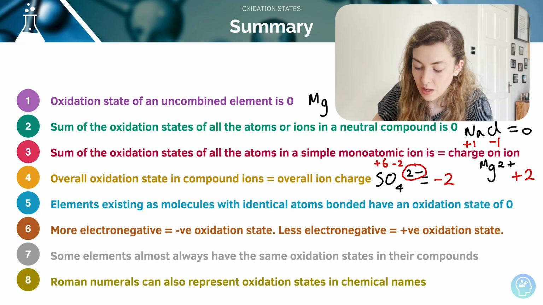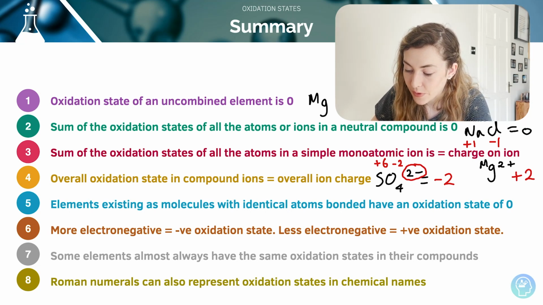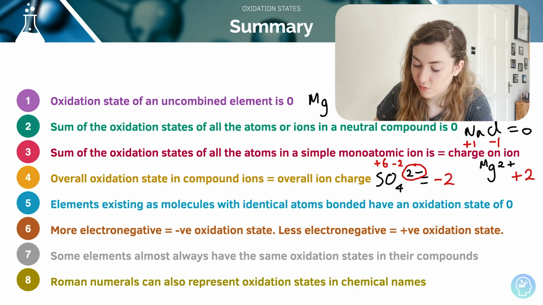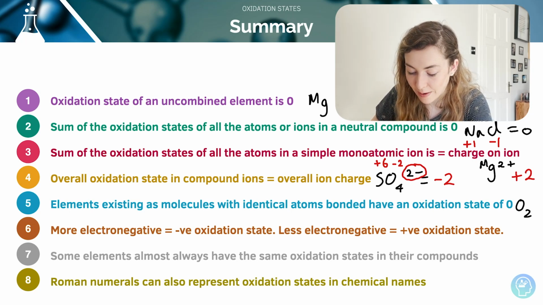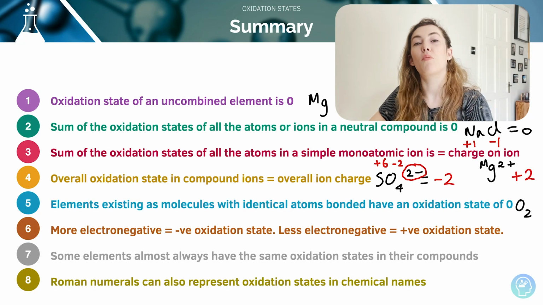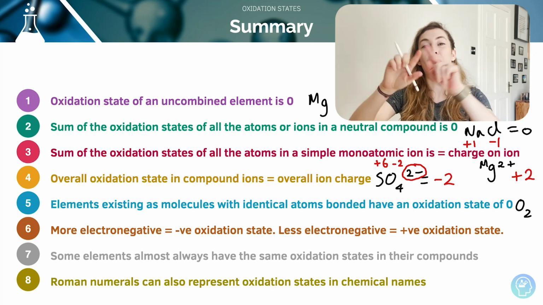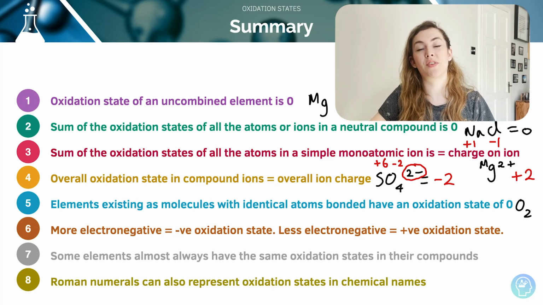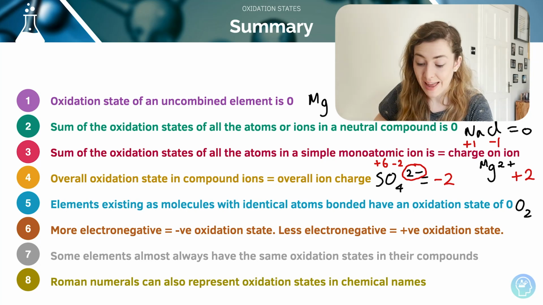Elements existing as molecules with identical atoms bonded have an oxidation state of 0. So O2 and Cl2, for example, have an oxidation state of 0 because we've got identical atoms. There's no loss or overall gain. The more electronegative something is, the more negative its oxidation state or oxidation number is, and the less electronegative, the less negative the oxidation state is. Remember, in the periodic table, we tend to increase in electronegativity as we move into the top right-hand corner, so it's at that sort of angle. That's a helpful rule.